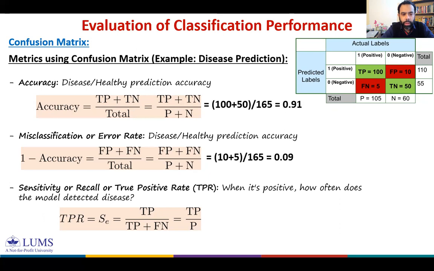Sensitivity or recall. How would you compute sensitivity? And what's the interpretation of sensitivity? When it is positive, when you have a diseased patient, how often does the classifier detect disease? Okay, that is 100 by 105, that is 0.95.